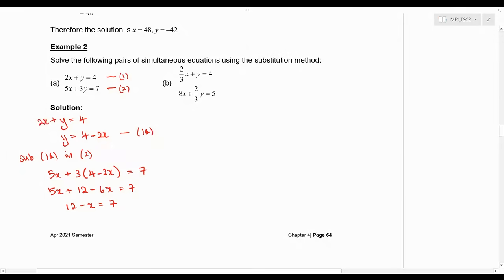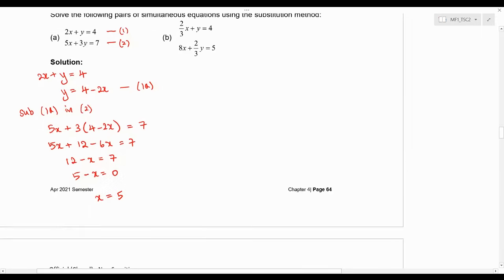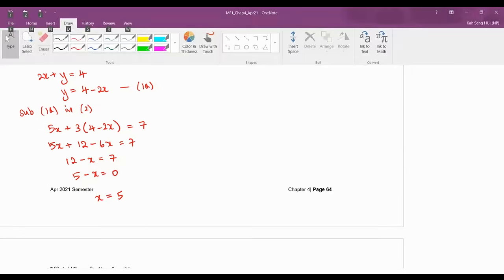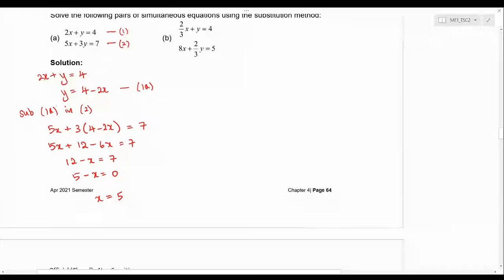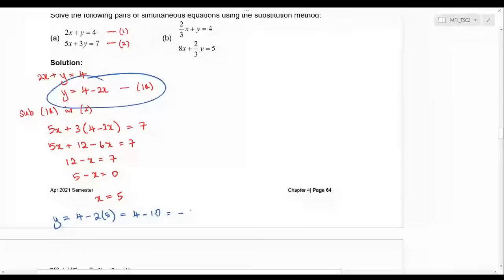Okay, so if you subtract both sides by 7, and then you add both sides by 5, you end up with 5 minus x is 0, so your x must be 5. Okay, so now I have this. I am going to make use of this because it's much faster to just say, since my x is 5, my y is already re-expressed there, right? So I'll just use it directly. And it will be 4 minus 10, and that is negative 6.